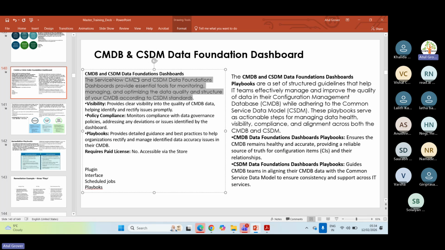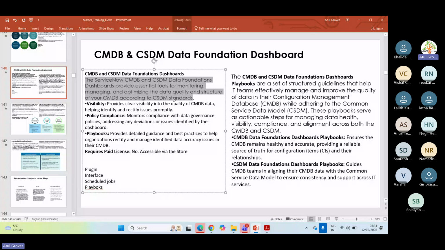The ServiceNow CMDB CSDM Data Foundation dashboard provides an essential tool for monitoring, managing, and optimizing the data quality and structure of your CMDB according to CSDM standards. They're not saying that they are two different parts. They're two different products. They are like brothers.